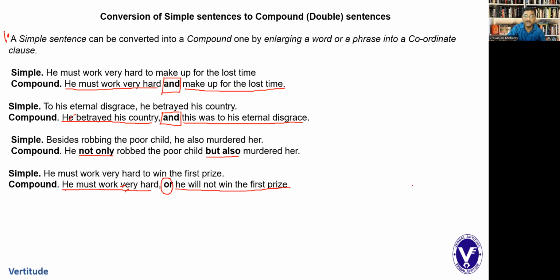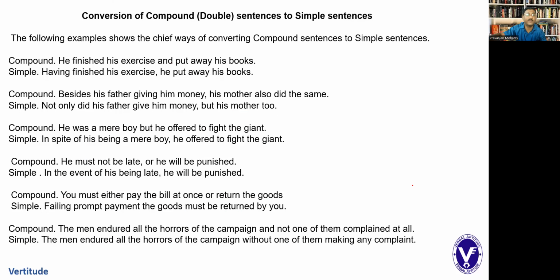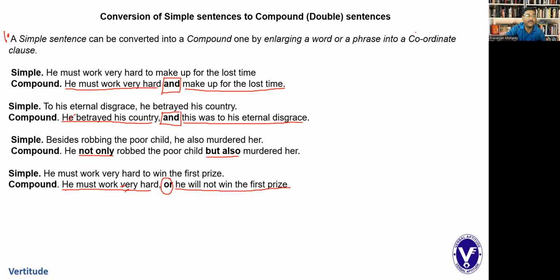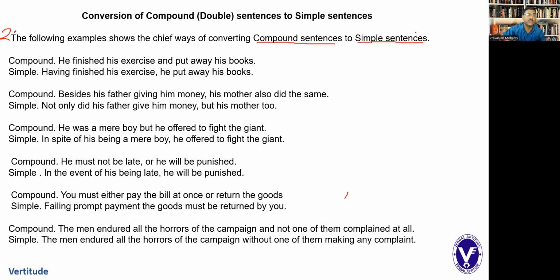So this is simple to complex. Then, next one is converting compound sentences into simple sentences. We did simple into compound, or compound into simple. Right? In the previous slide, we did simple into compound. Next one is compound into simple.